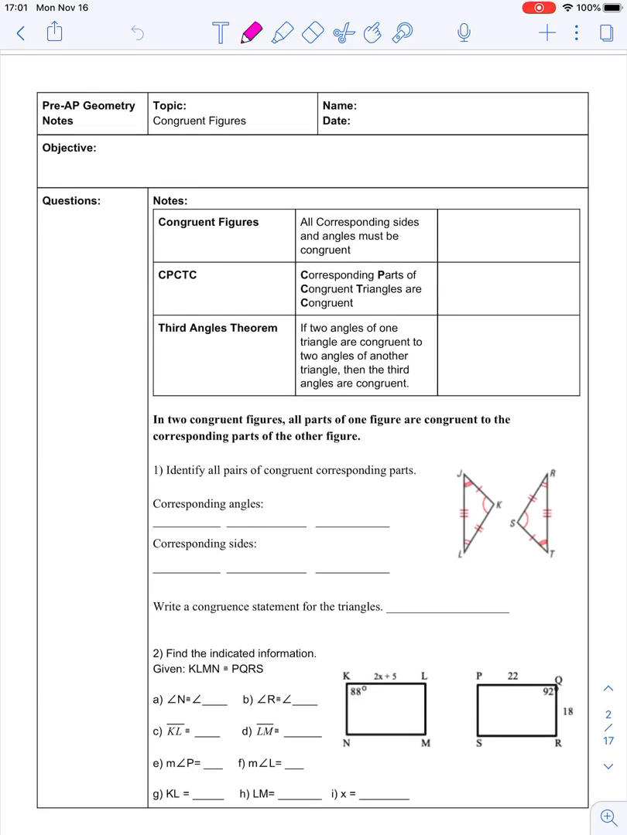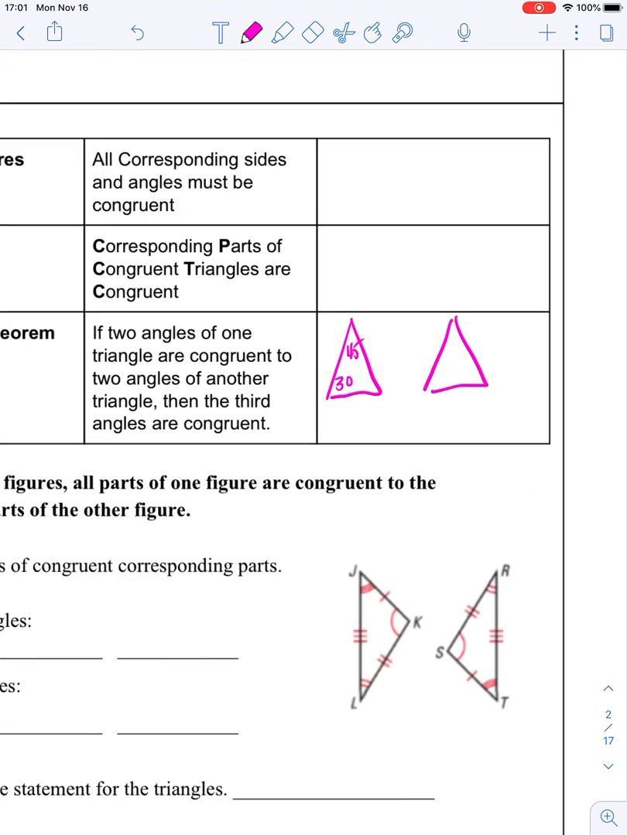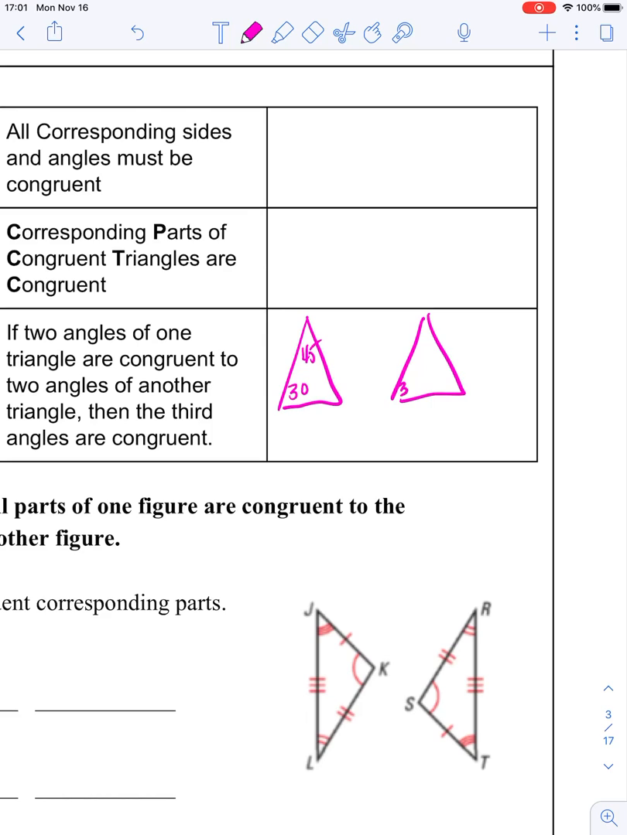And then there's the third angles theorem. The third angles theorem really is just kind of common sense when you think about it. If I have two triangles that have, say, a 30-degree angle and a 45-degree angle, now these are not going to be drawn to scale, and this one has a 30-degree angle and a 45-degree angle, then because those two angles are congruent, I can assume that these third angles are congruent.